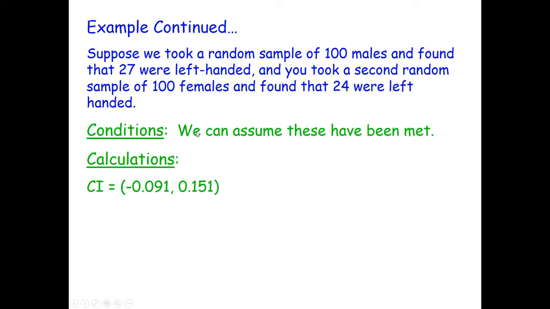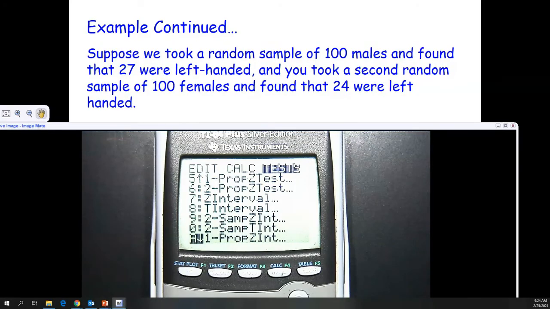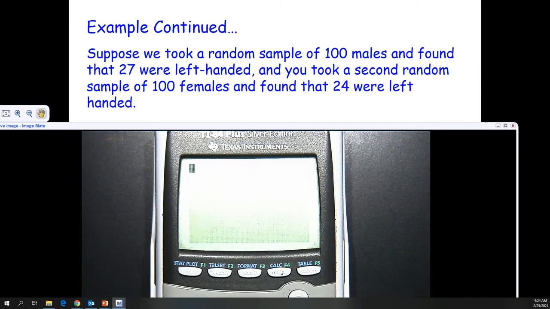For the conditions, you can check them. We want to make sure we have random samples. We do. You want to make sure that n times p hat and n times 1 minus p hat are both greater than or equal to 10, and you have to do it for both samples. They're kind of skipping through that right now. And then they find this confidence interval. And I'll show you how to get this one in your calculator too. So just like before, you're going to hit the stat button on your calculator.